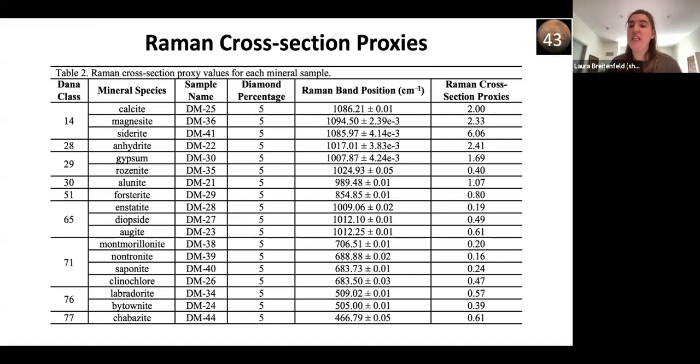So following this logic and the equation, we're able to calculate Raman cross-section proxy values for each of the 20 minerals that we analyzed. So the summary of this is that the non-silicate minerals have higher Raman cross-section proxies, typically over a value of 1, whereas the silicate minerals have lower Raman cross-section proxy values, typically under 1. And this is aligned with what we would expect, given the mineral structures between non-silicate and silicate minerals and bond polarizability.